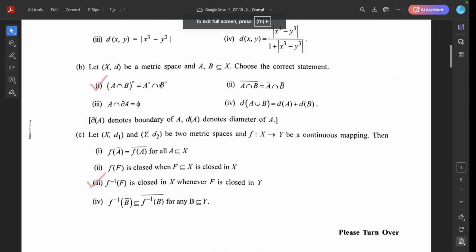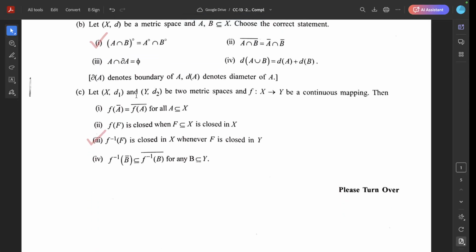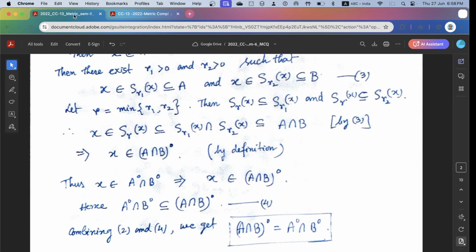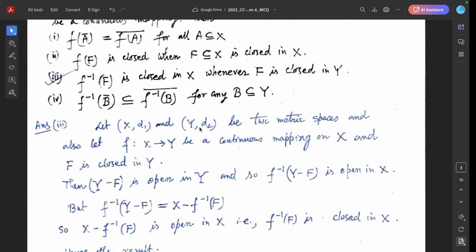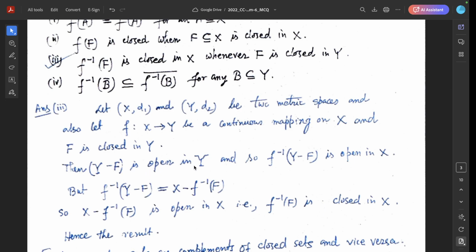Next question 1c. Let (X,d1) and (Y,d2) be two metric spaces and f: X to Y be a continuous mapping. Then the correct option is this: f inverse of F is closed in X whenever F is closed in Y. Let (X,d1) and (Y,d2) be two metric spaces and let f: X to Y be a continuous mapping on X and F is closed in Y. Then Y minus F is open in Y because F is closed in Y. So f inverse of (Y minus F) is also open in X.